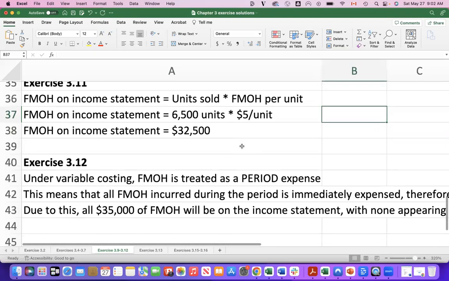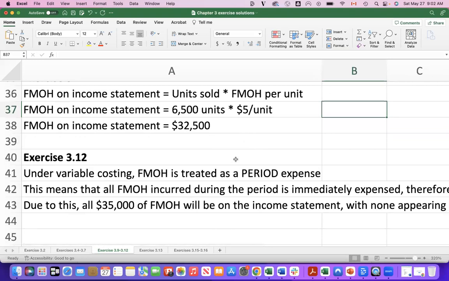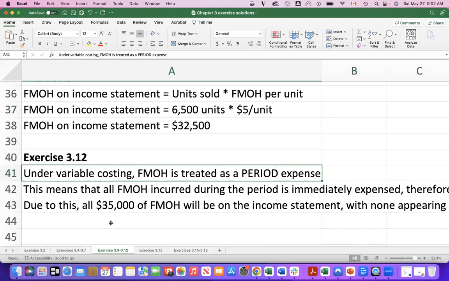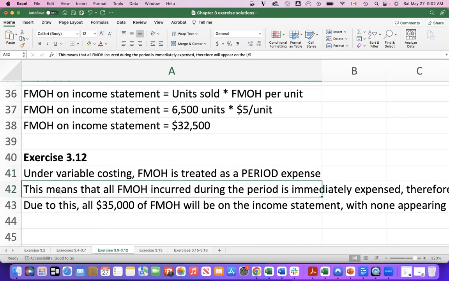Now contrast that to exercise 312, where it asks us the same question, but now we're assuming we're using variable costing. How much fixed manufacturing overhead are we going to expense or report on the income statement? You have to ask yourself the question again, what kind of cost is fixed manufacturing overhead under variable costing? Under variable costing, fixed manufacturing overhead is treated as a period expense. And we remember with period expenses, they are expensed immediately. They don't start out on the balance sheet and then are moved to the income statement only when items are sold. No. We skip all of that.